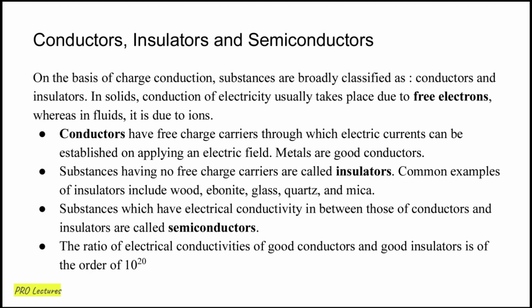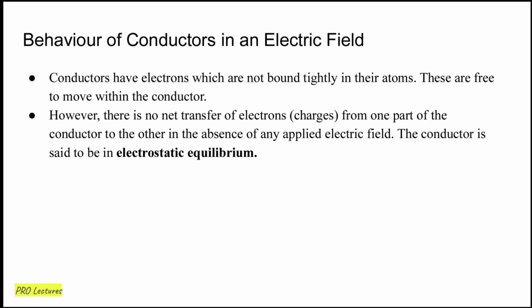Substances that have electrical conductivity somewhere between that of conductors and insulators are known as semiconductors. The ratio of electrical conductivity between good conductors and good insulators is typically of the order 10 to the power 20. Now let's focus on how conductors behave when placed in an electric field.